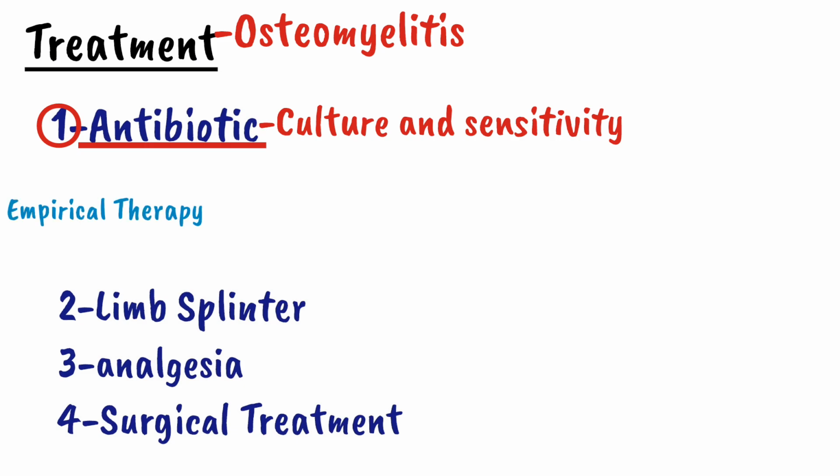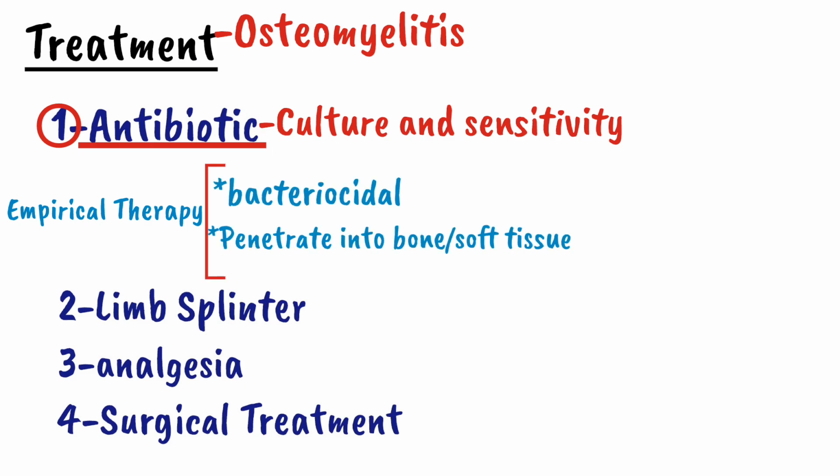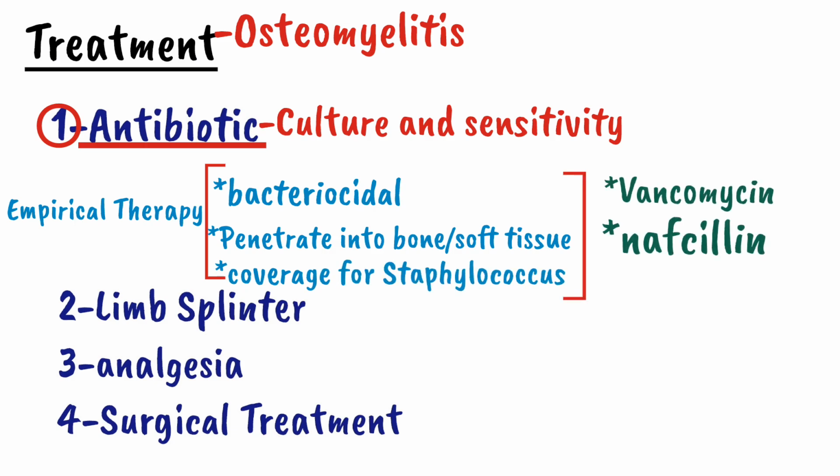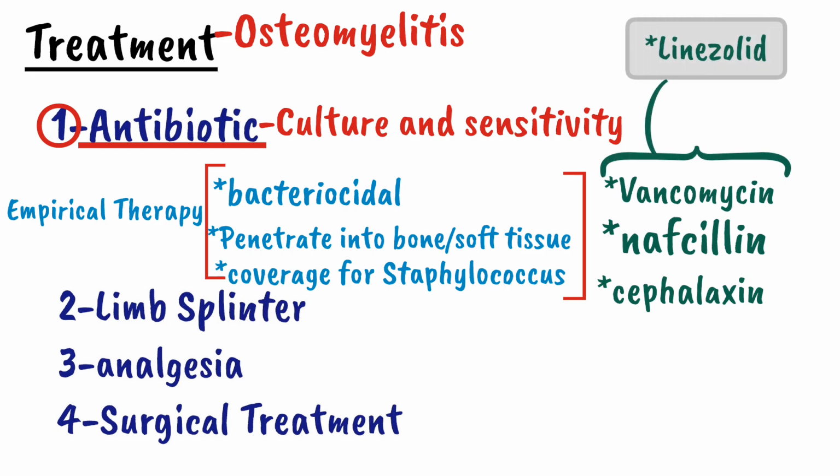In empirical therapy, we use antibiotics that act as bactericidal, penetrate well into bone, and include coverage for Staph aureus. It includes vancomycin, nafcillin, or cephalexin. According to recent research, linezolid is a drug of choice for osteomyelitis because it acts well on Staph aureus and has good penetration to bone and soft tissue. After culture and sensitivity, if the cause of osteomyelitis is methicillin-resistant Staph aureus, then we can continue linezolid. But if gram-negative rods are included in the cause, then we can add ceftriaxone, cefotaxime, or cefepime.